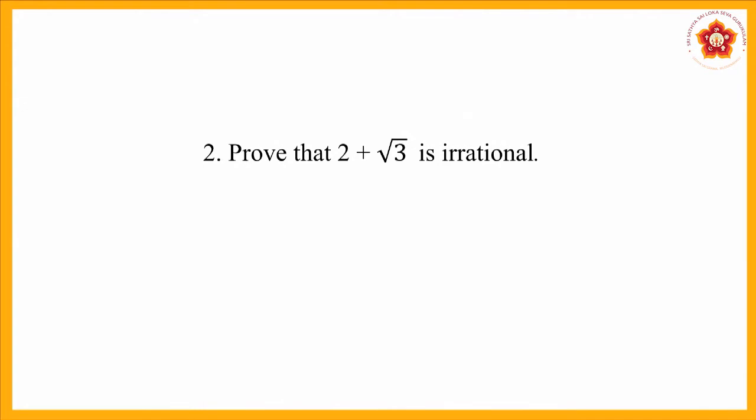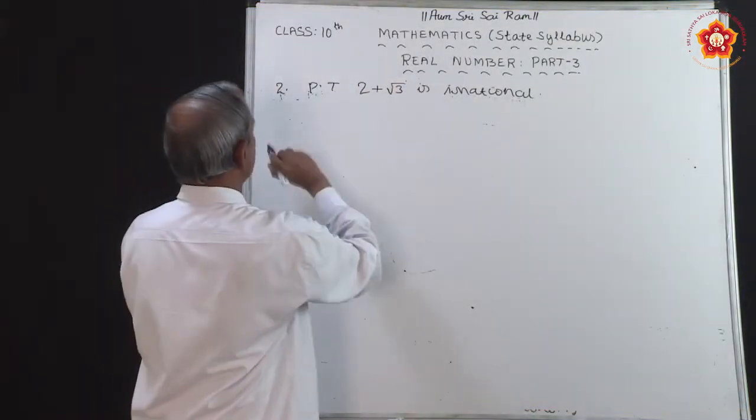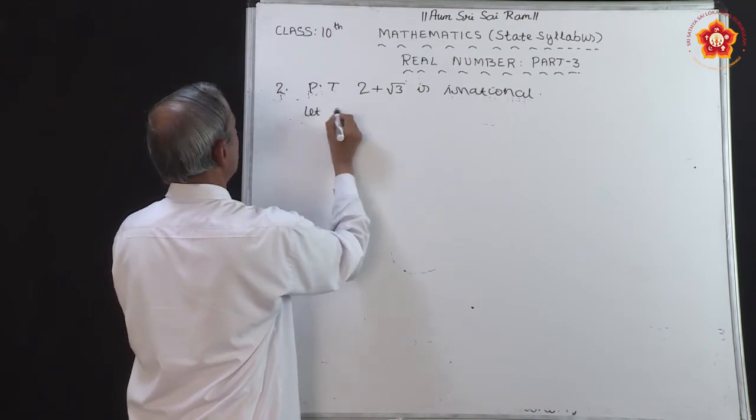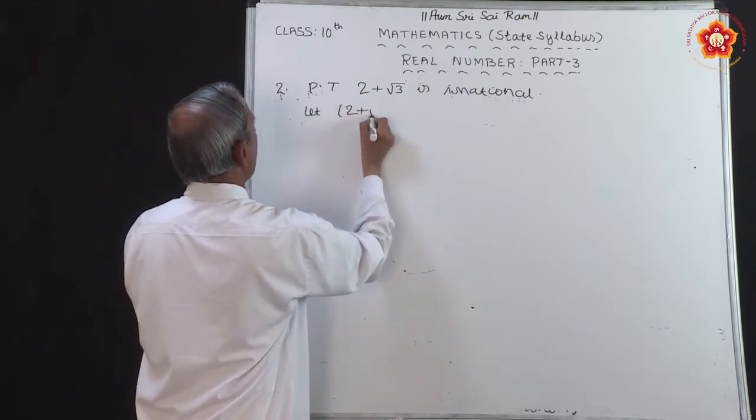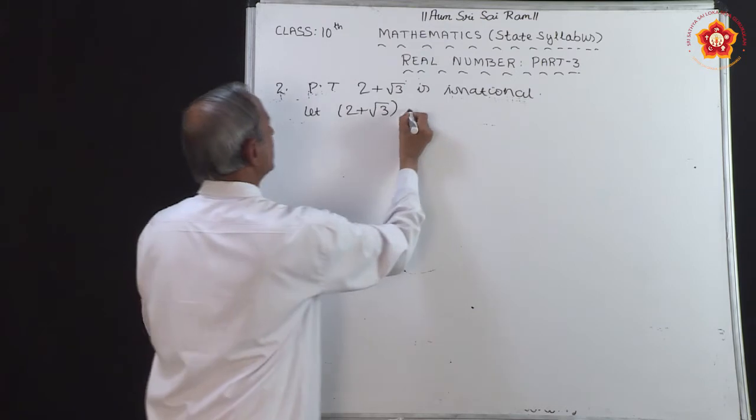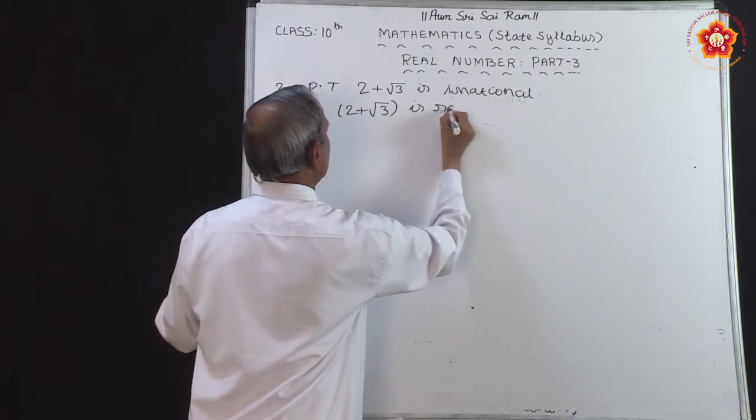Now let us move to the second problem. Prove that 2 plus square root of 3 is irrational. On the contrary, let 2 plus root 3 be rational. We have to assume first that it is rational.